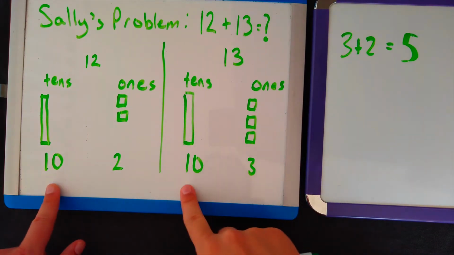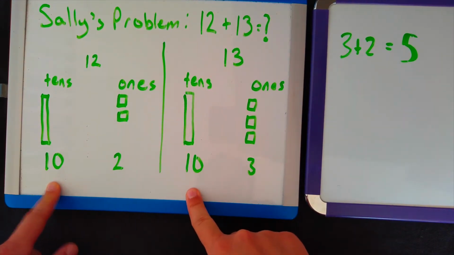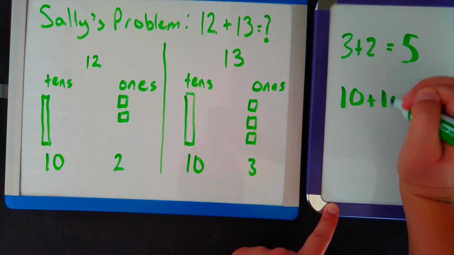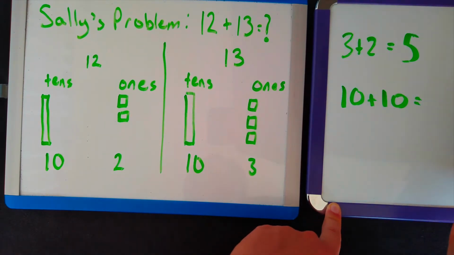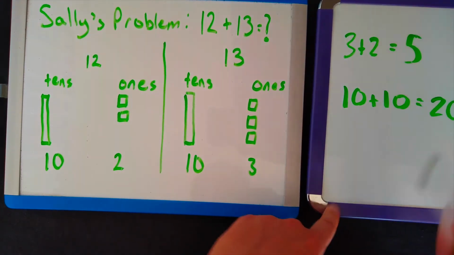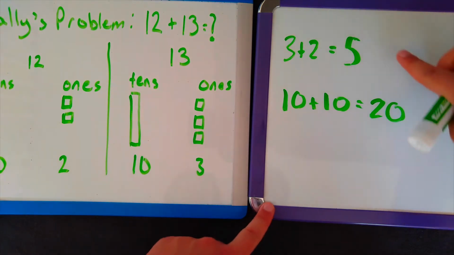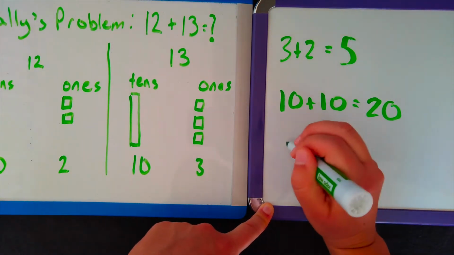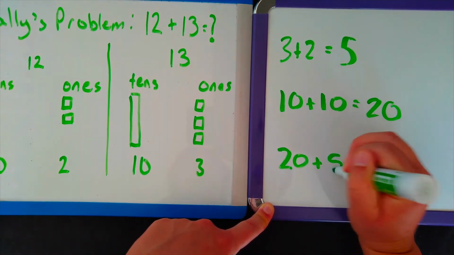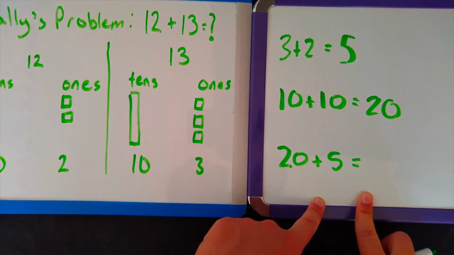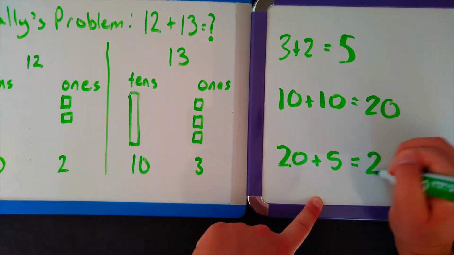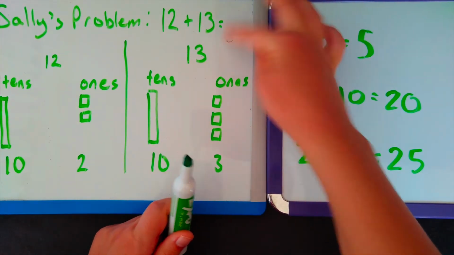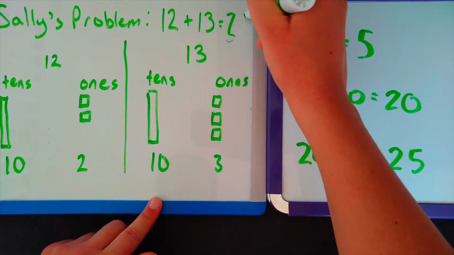Now to combine our 10s together. We have 10 and 10. So our question is, what is 10 plus 10? That's right, 20. Great job. Now all we have to do is combine our 1s and our 10s together. So now our question is, what is 20 plus 5? And that's right, 25. So now we can tell Sally that 12 plus 13 equals 25.